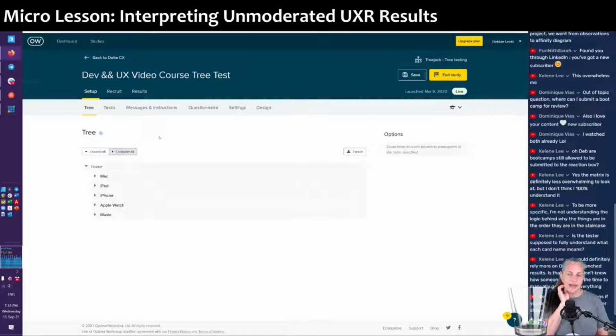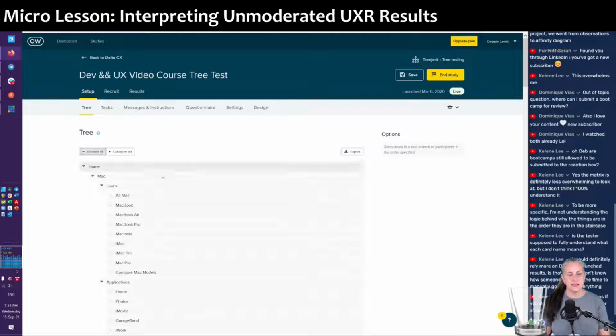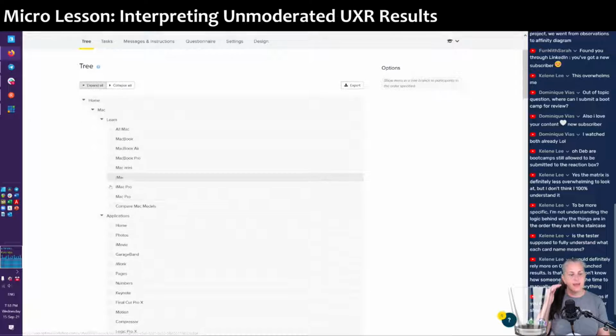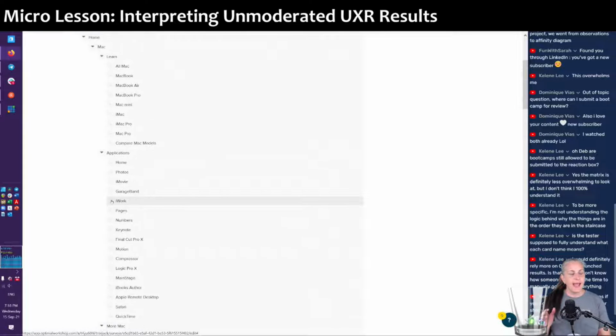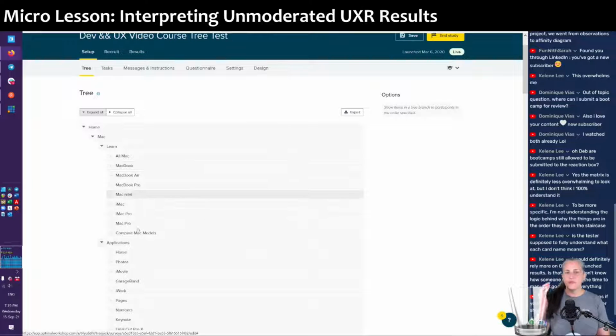Again, this uses the Apple website from 2018, so it's a little bit outdated, but this is what the Apple website looked like back then. So you had Mac, and then you have Learn, Applications, more Mac, which is like miscellaneous if you ask me, and Support. And under Learn, you have all of your products. Now, I thought that was weird because when I think of products or devices, I don't think of Learn. But this is the way Apple had it.